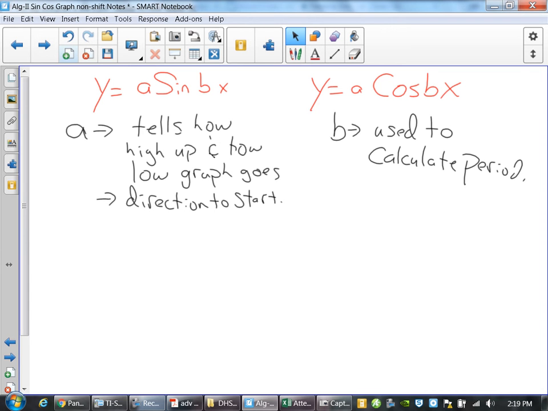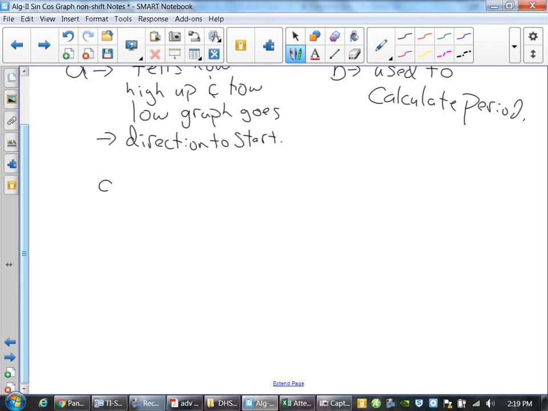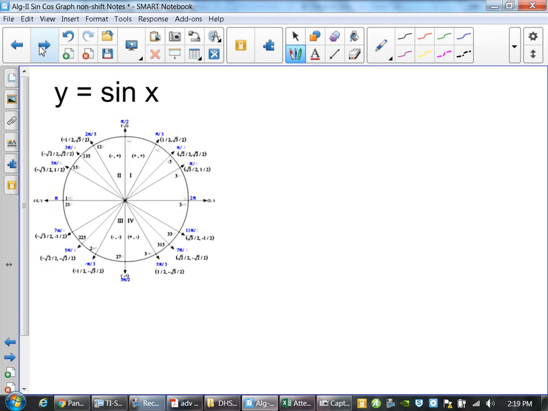So the reason that we talk about amplitude being an absolute value is that your A values can be negative. Let me just look at the slide with that.